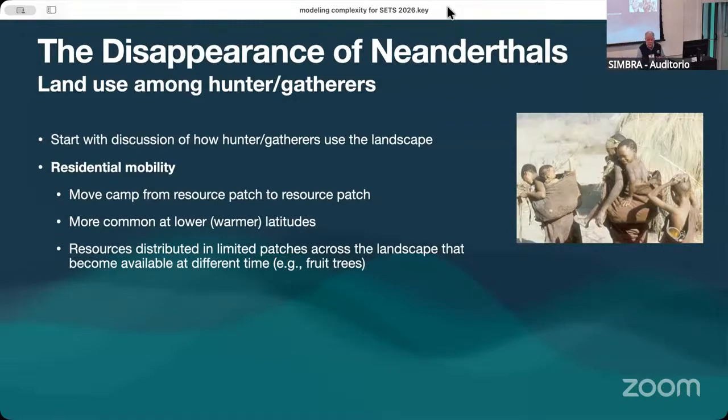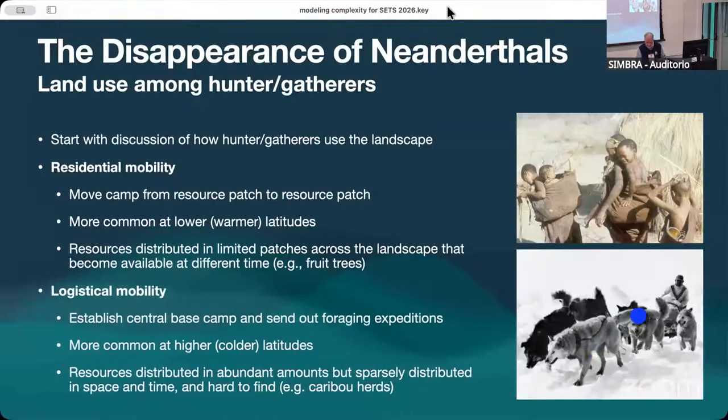So people are smart, right? They do that, take advantage. There's another way to do this, and we talk about this in terms of logistical mobility, where people set up a central base camp somewhere, and then they send out foraging parties, maybe long distance foraging parties, to collect resources and bring them back to that central camp.